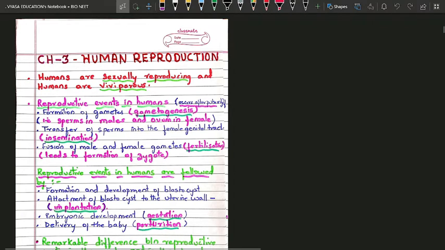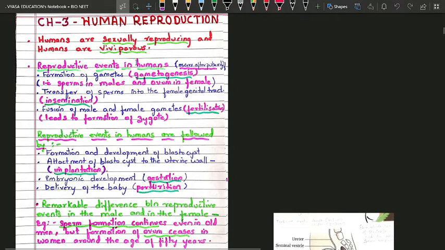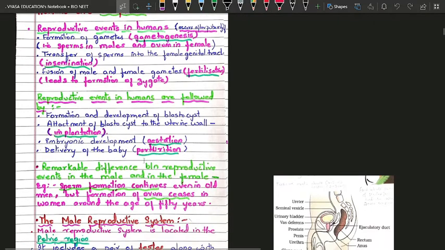So this can be asked even for PU board also. What are the events in human reproductive system? These are the three: gametogenesis, insemination and fertilization.